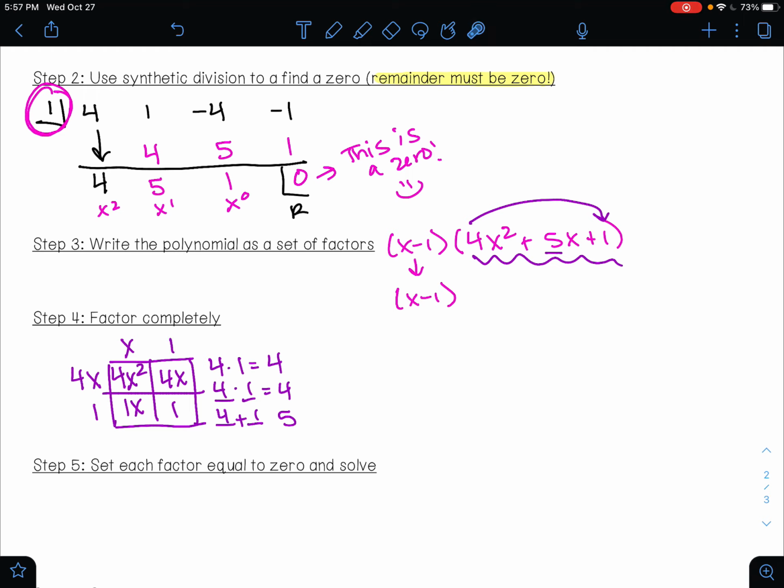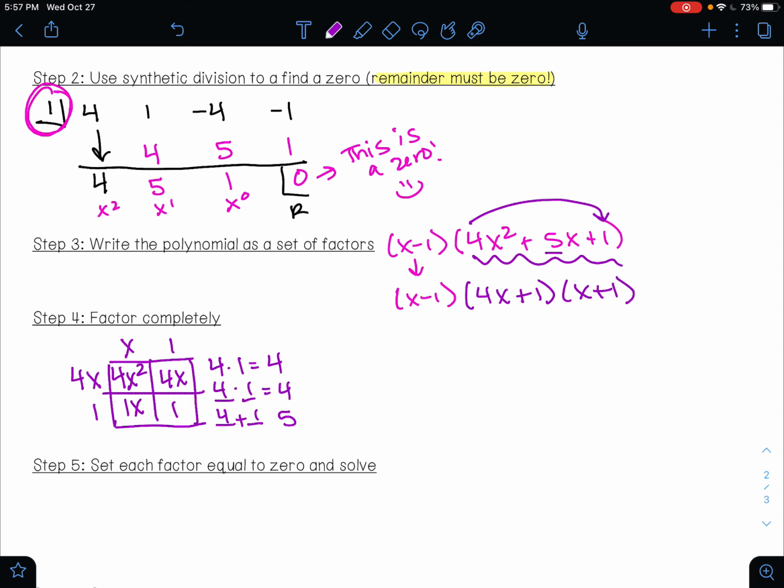Remember, with factoring, you can always check your work. 4x times x is 4x squared. 4x times 1 is 4x. 1 times x is 1x. And 1 times 1 is 1. So my factors for this trinomial are 4x plus 1 and x plus 1.